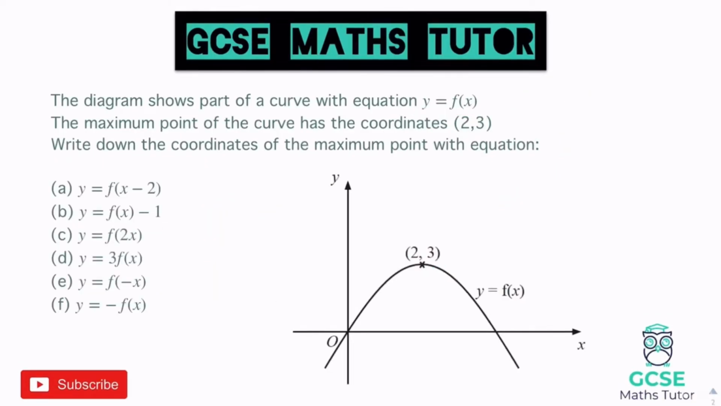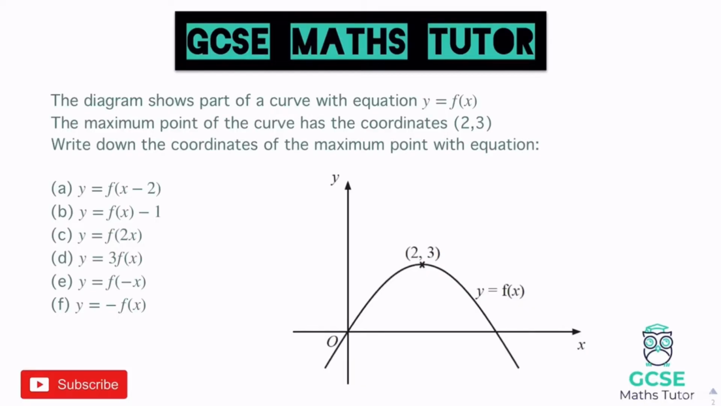Okay, so same question that we were just looking at, but we've got some questions here that we're going to have a look at actually answering. It says the diagram shows the part of the curve with the equation y equals f of x, and here it is in the diagram. The maximum point of the curve is (2, 3), as we've already seen. Write down the coordinates of the maximum point with these different equations, and I've got quite a lot here, all the different scenarios we could actually have a look at.